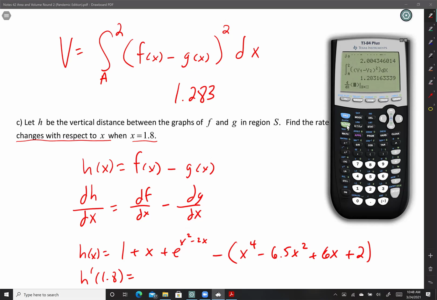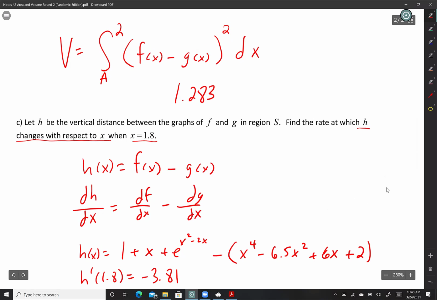And I'm going to put x, and then write Y1. Wait, was df Y1? It was, right? So alpha trace Y1 minus alpha trace Y2. And remember, this is all with respect to x. And then in the x, I put 1.8. Enter. So there it is. The rate of change with respect to x is negative 3.811.